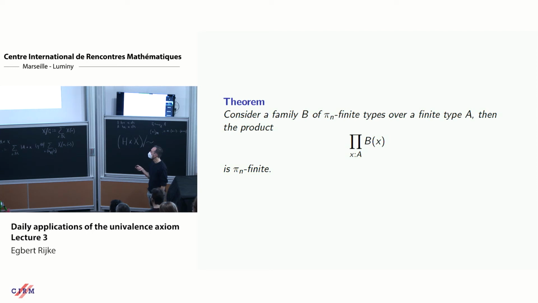So there's one simple theorem. I'm not going to prove this one, but the next one is to say that if B is a family of pi n finite types over a finite type A, then their product is going to be pi n finite. And you cannot really expect to improve on this condition that A is finite. So this is just saying pi n finite types are closed under finite products. I know the example that I had in mind is wrong. So let's just take this as a theorem, and they're closed under finite products.